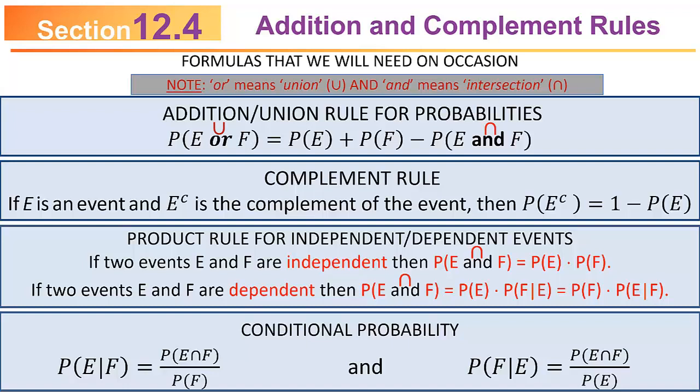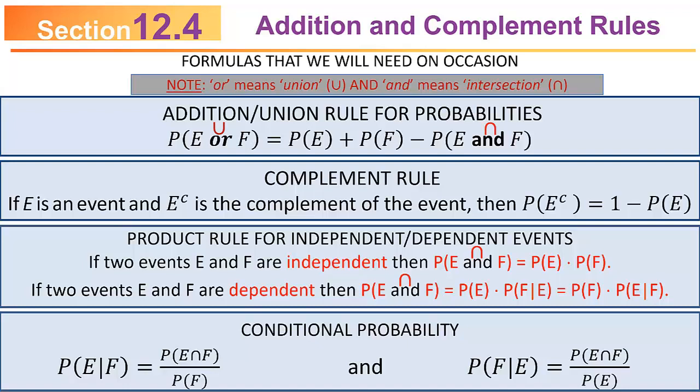One says the probability of E given F is equal to the probability of E and F divided by the probability of F. Remember, when I say E and F, and means intersection. Also, the probability of F given E is the probability of E and F divided by the probability of E.